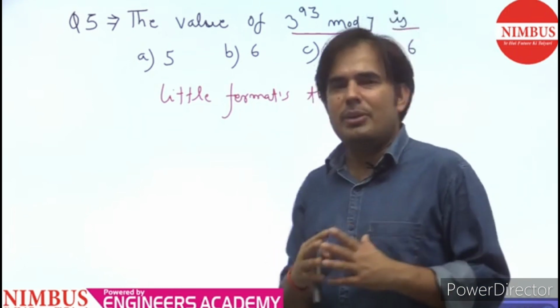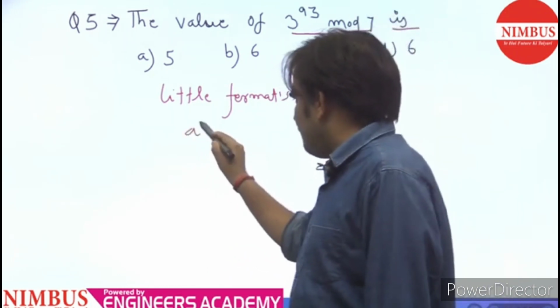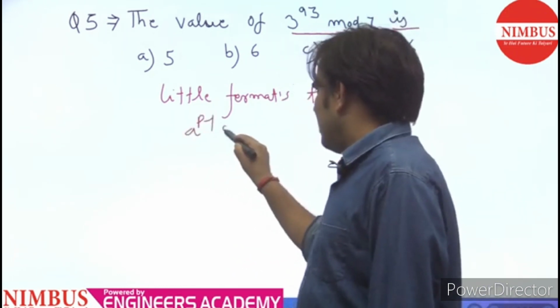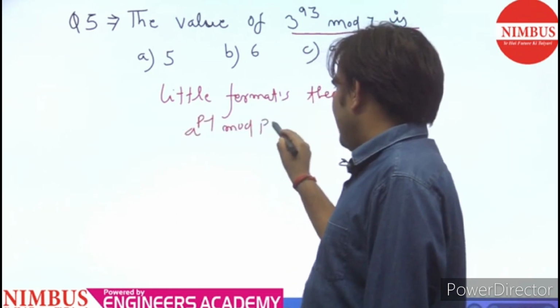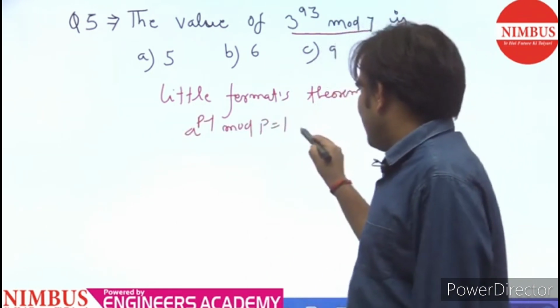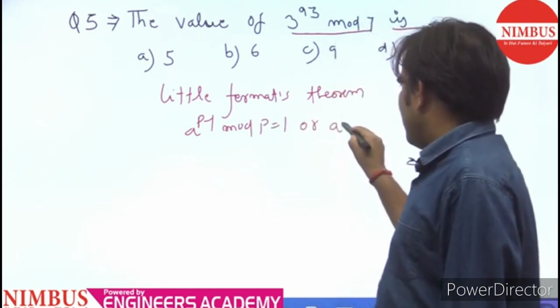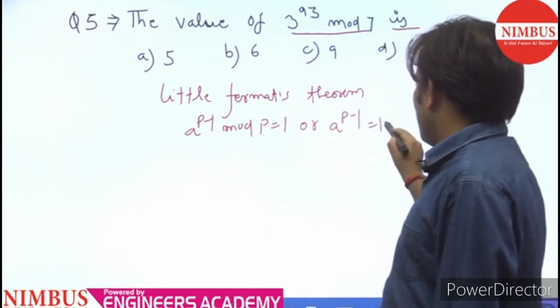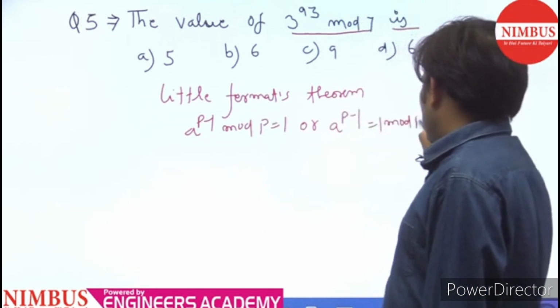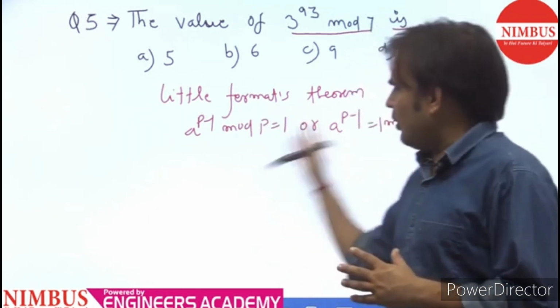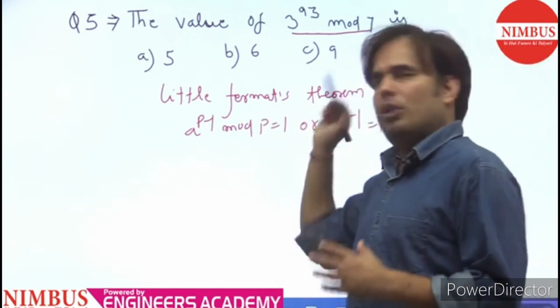And what is little Fermat's theorem? a to the power p minus 1 mod p equals 1. Or you can write it like this: a to the power p minus 1 equals what? 1 mod p. So both the terms are equal. This is little Fermat's theorem.